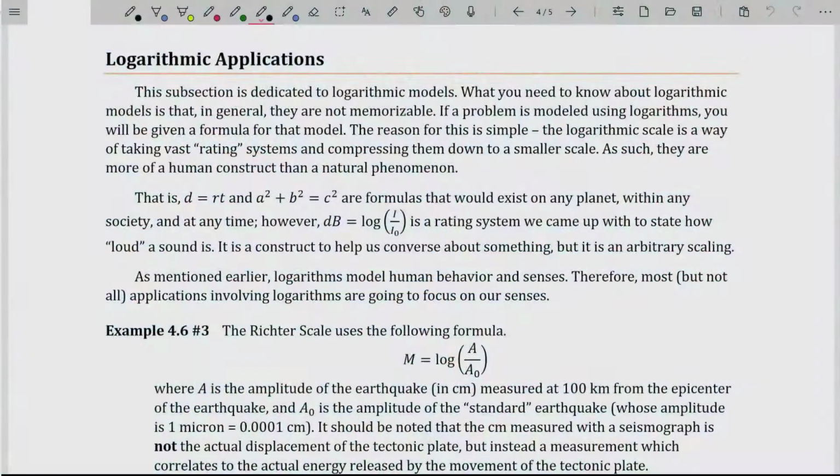Hello, my name is Roy Simpson, Professor of Mathematics at Cosumnes River College in Sacramento, California. This video is the final video in a series on exponential and logarithmic functions. Again, you should have watched all the videos in this series if you're really trying to learn this stuff.